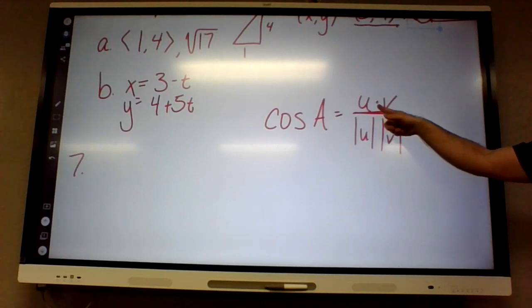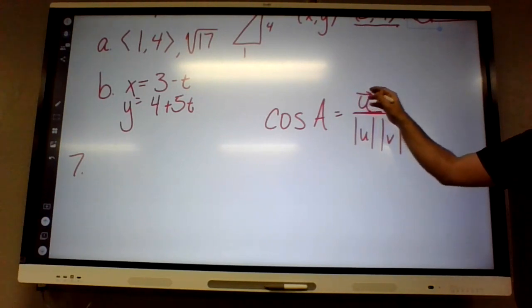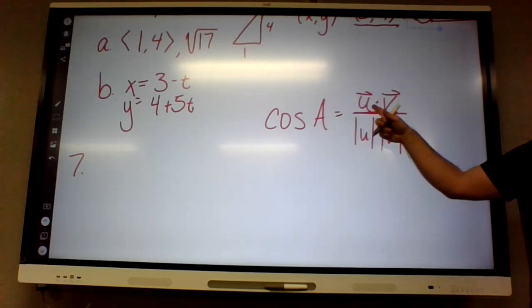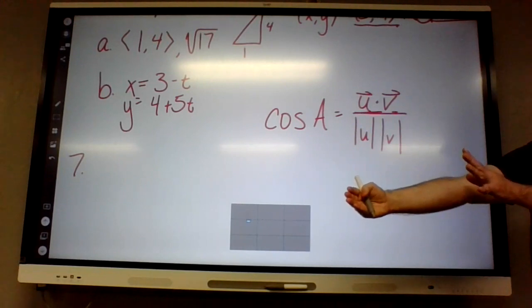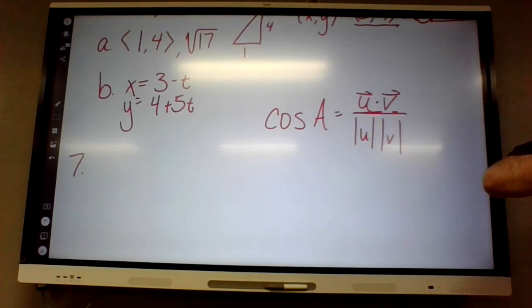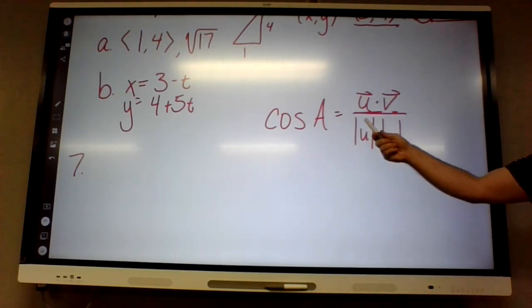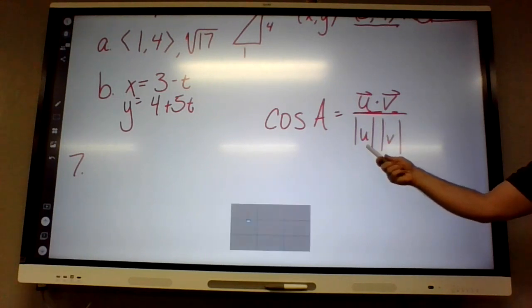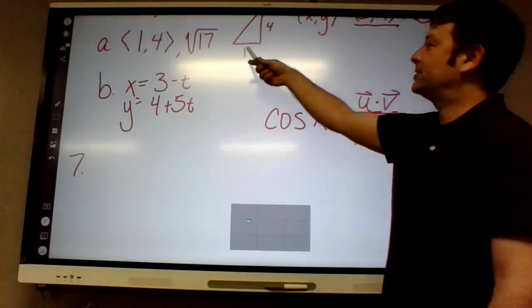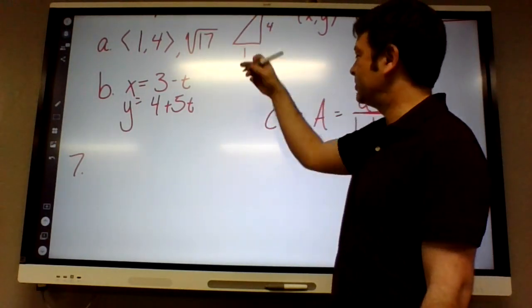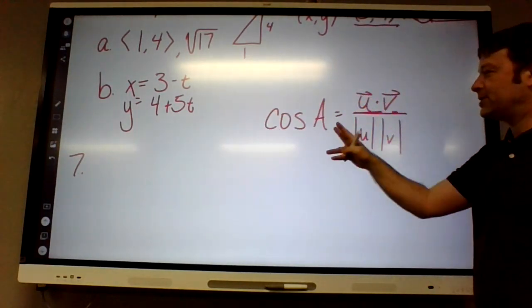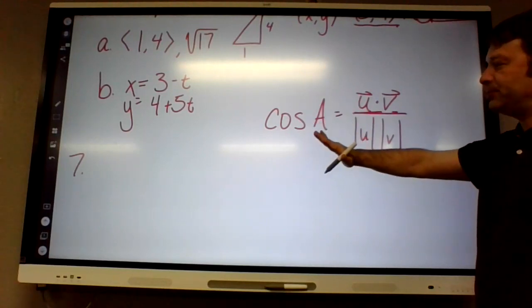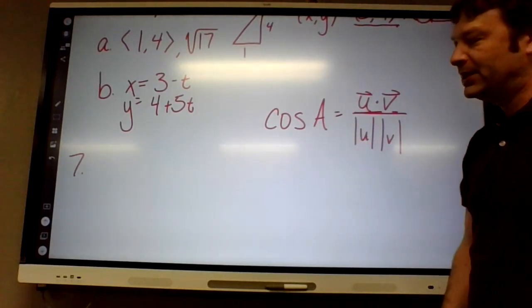So what does this mean? Dot product. They should probably use vector symbols if it's vectors. It means dot product, which means x value times x value plus y value times y value. What does this mean? Magnitude, which is the length of the vector, kind of like what we just did, right? 1 squared plus 4 squared, square root of that. So this is how we find the angle. This formula will be provided, but you just gotta know how to use it.